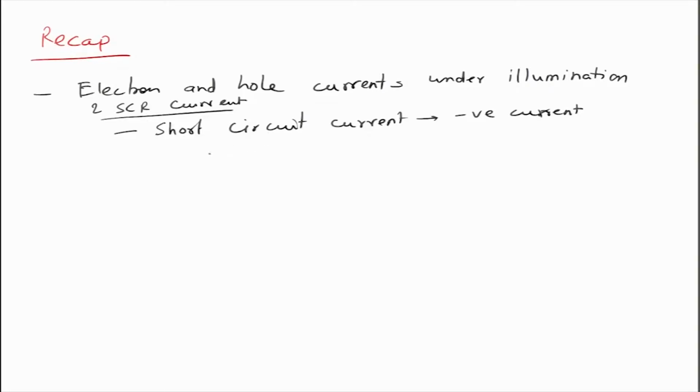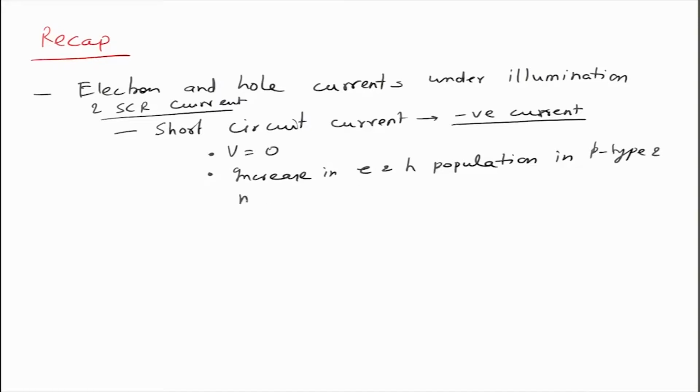What it meant was that under short circuit your V was equal to 0. So this was the short circuit condition, when the current you get is negative, and that is mainly because of the increase in electron and hole population in the p type and n type semiconductors. As a result you get a current which you do not get in forward current when you apply a bias. So essentially you get a negative current.